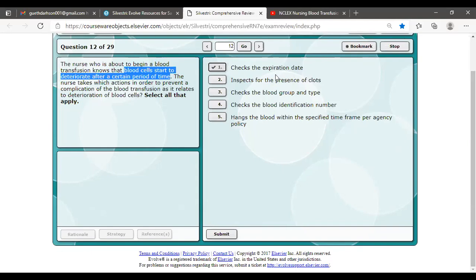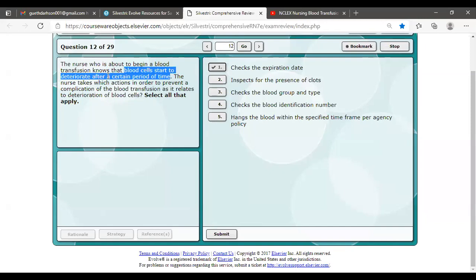Date is important. If anything expired, we never ever give it to the patient. Then inspect for presence of clot. Presence of clot where? Inside the bag or in the patient's body? Nothing is clear about this question. And also, it is not related to deterioration after a certain period.